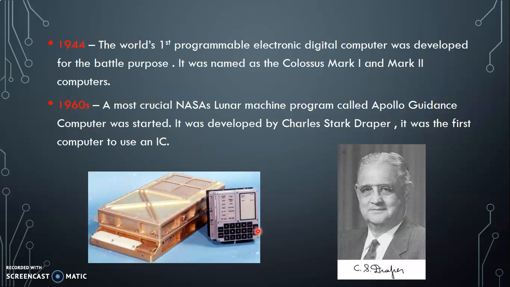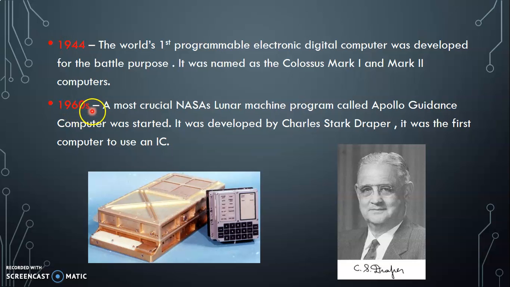Now we will see how embedded systems have evolved over the years. In 1944, the world's first programmable electronic digital computer was developed, and it was named Colossus Mark I and Mark II. These computers were designed and used by the British code breakers to read the encrypted German messages during the Second World War.